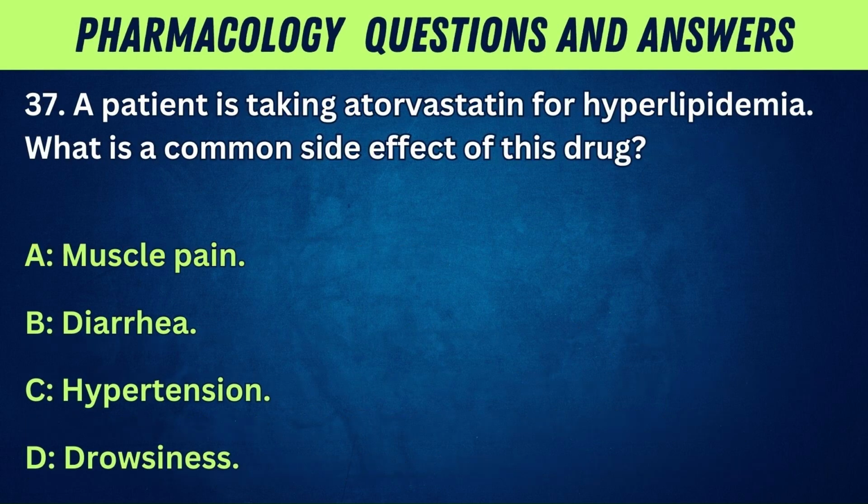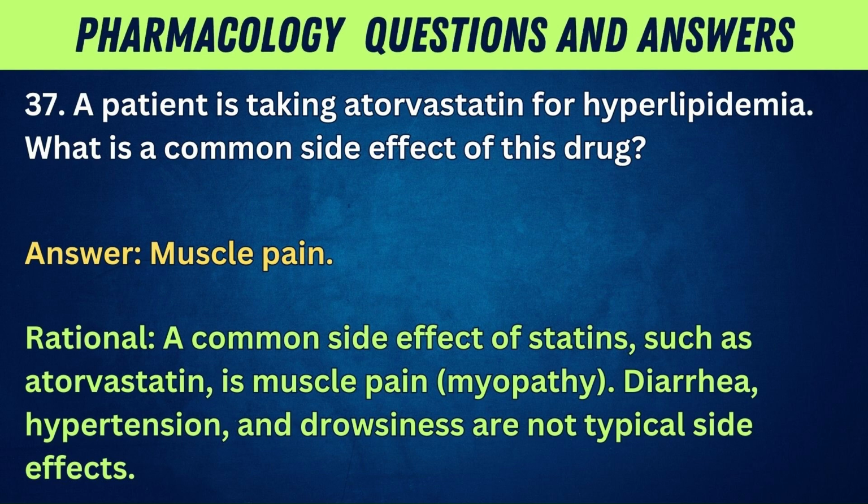37. A patient is taking atorvastatin for hyperlipidemia. What is a common side effect of this drug? A. Muscle pain. B. Diarrhea. C. Hypertension. D. Drowsiness. Answer: Muscle pain. Rationale: A common side effect of statins, such as atorvastatin, is muscle pain, myopathy.